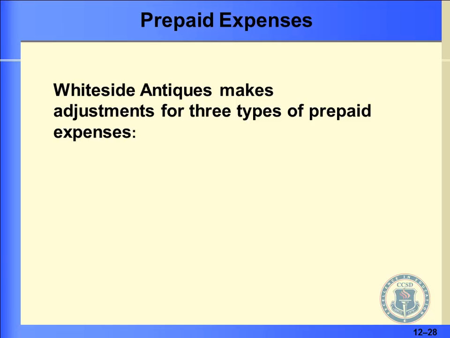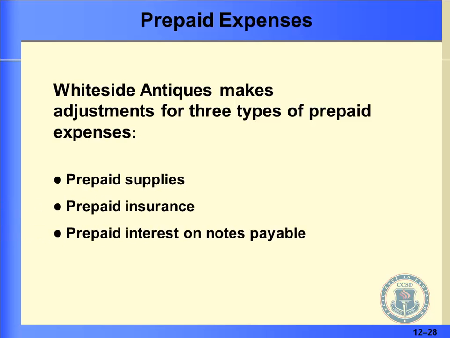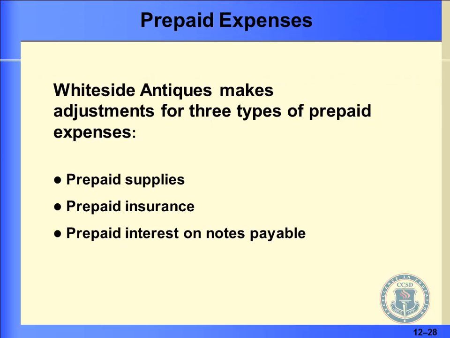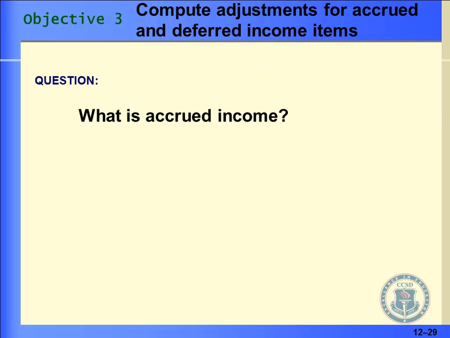Now we've got adjustments for the 3 types of prepaid expenses. First we have prepaid supplies. Then we have prepaid insurance. And finally we have prepaid interest on notes payable. So those are going to be the 3 different things that we're going to deal with in this chapter. Our homework is going to reflect that. Then let's compute some adjustments for accrued and deferred income items.